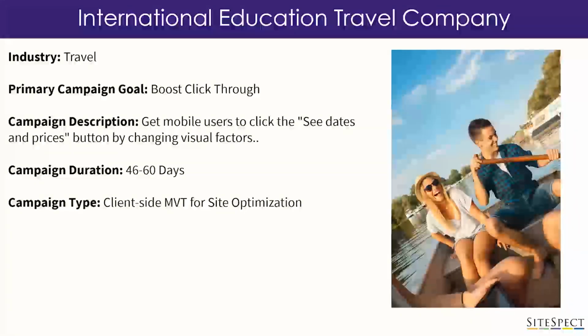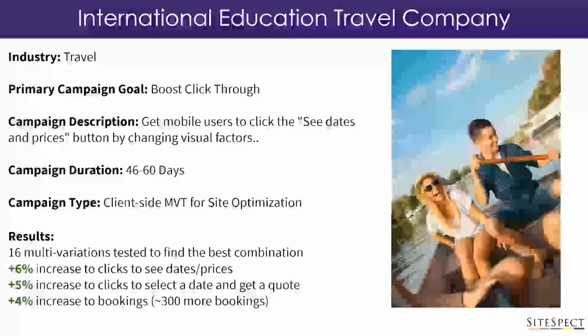They did all 3 of these, and they found a more optimum setting for just making things clearer, making the messaging better. I think there was a color change probably. Let's look at the results. They had a 6% increase in clicks to dates and prices, 5% increase to selected a date and get a quote, 4% increase in bookings. Just having different combinations of things, better positioning, and better messaging.